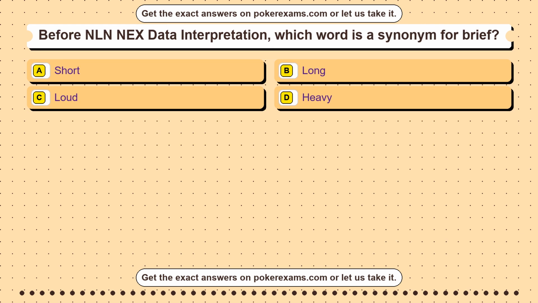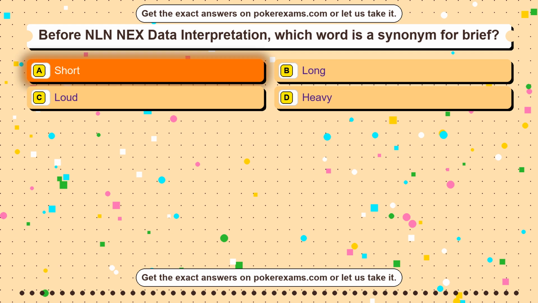Question 25. Before NLN NEX Data Interpretation, which word is a synonym for brief? Option A, short. Option B, long. Option C, loud. Option D, heavy. The correct answer is option A.